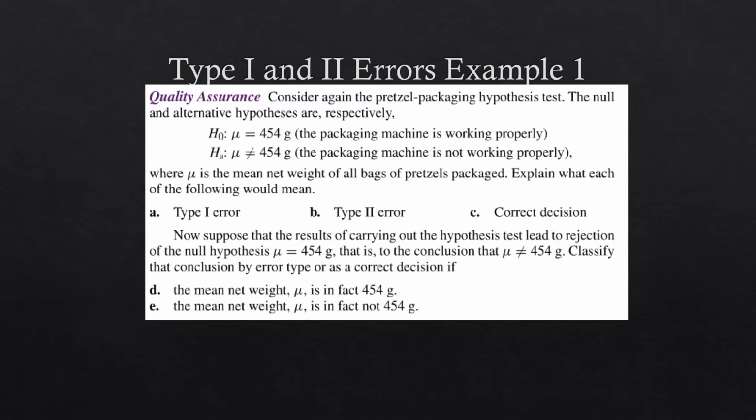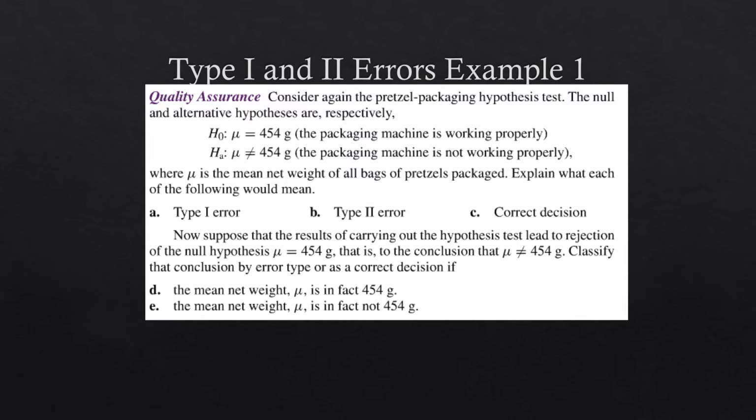What would a correct decision be? Well, there are two kinds of correct decisions. If the null is true and we accept it, that's a correct decision. If the null is false and we reject it, and the data supports that, the sample conclusions support that, that is in fact a correct decision.